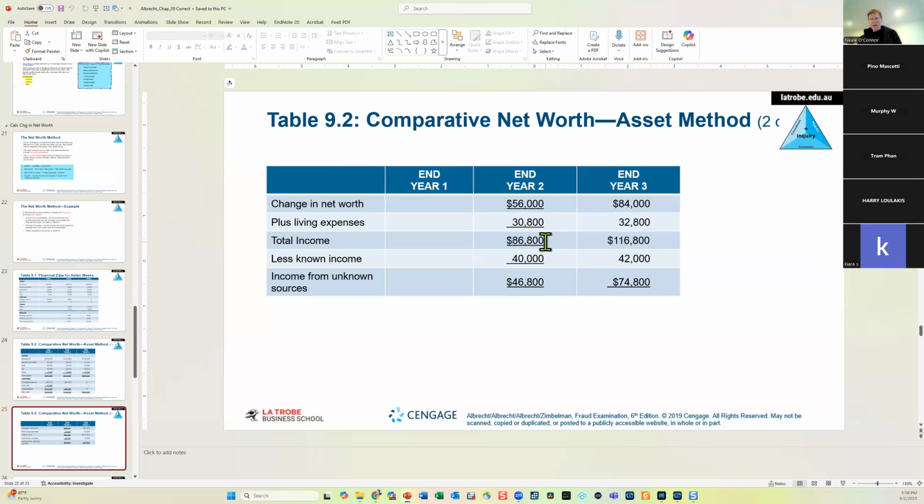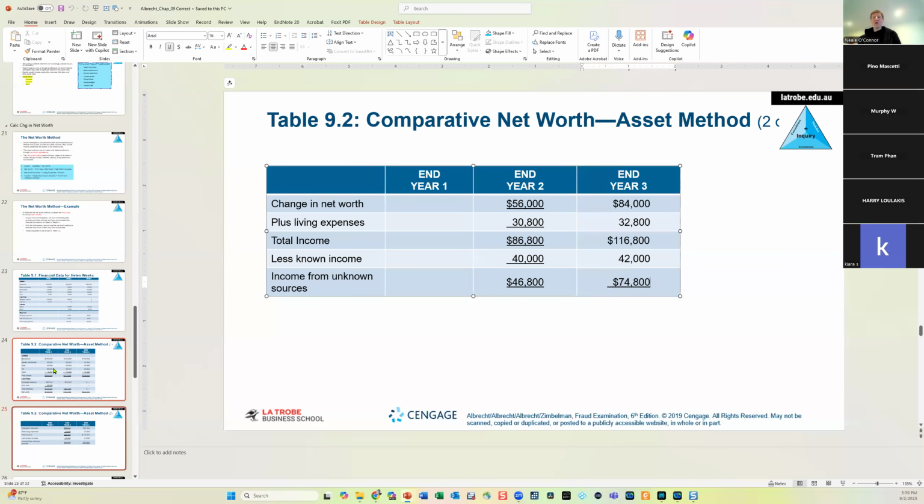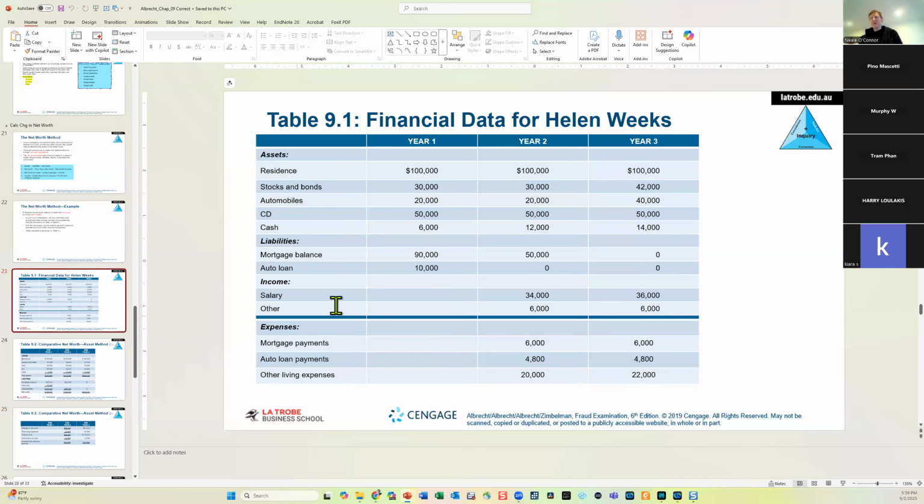The way they do it, you can do it any way you like, but the most important thing is that the income from unknown sources is 46,800 in year 2, and year 3, 74,800. So you're even worse off, all right? So that's what we mean by the net worth. So I just want to remind you of the mistakes that students make when they're doing these calculations.